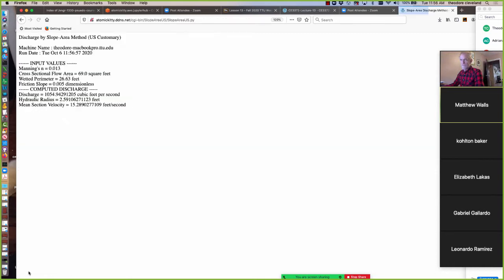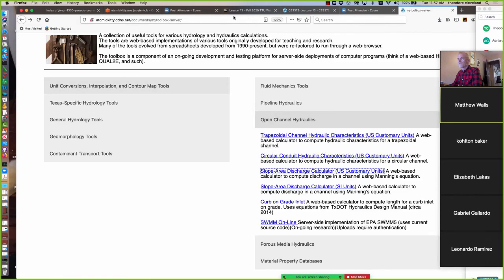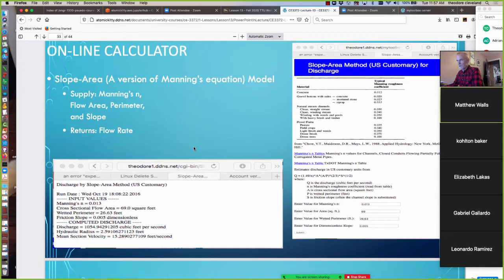Hit the submit. Ta-da! And it tells us that the discharge is 1,054 cubic feet per second, and hydraulic radius is 2.59 feet. Section velocity is 15 feet per second. So from a design standpoint, if we were designing a channel, that section velocity would be too high. It'd be difficult to design a stable channel of that, and we would look at some geometric changes to try to reduce the velocity. So that's an example that worked of the online tool.